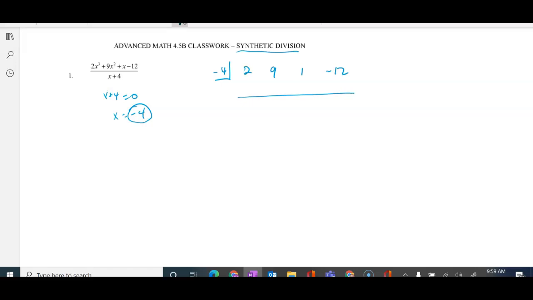And the way synthetic division works is you just bring down that first coefficient, it's a 2, and then multiply that times the divisor. 2 times negative 4 is negative 8, put that result there. Then we add, 9 plus negative 8 is 1. Then multiply, that's negative 4. And then we add, 1 plus negative 4 is negative 3. Then we multiply, that's positive 12. Then we add, 0.